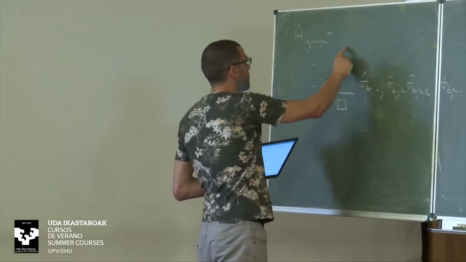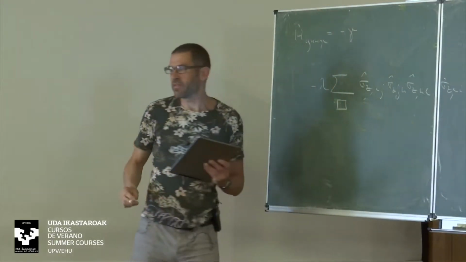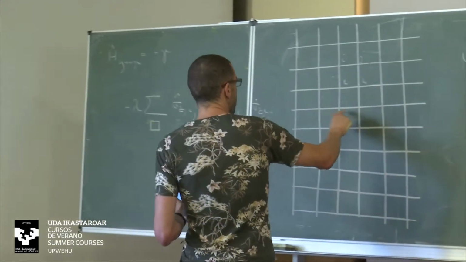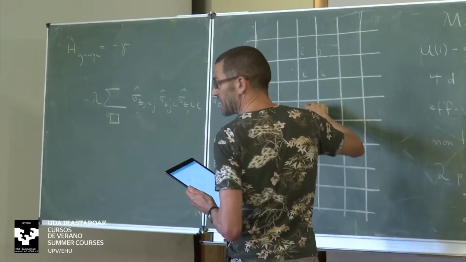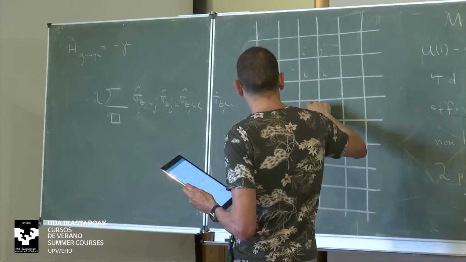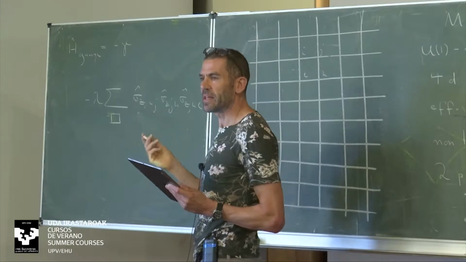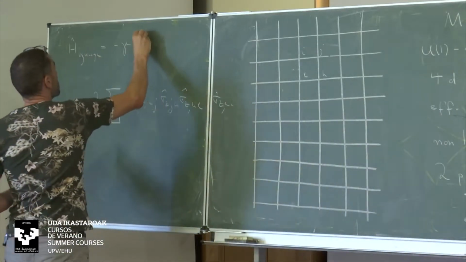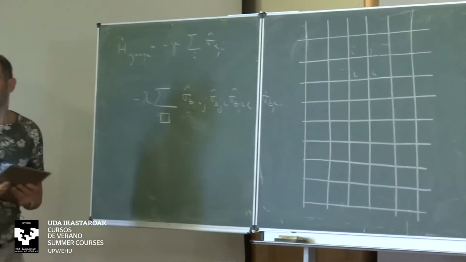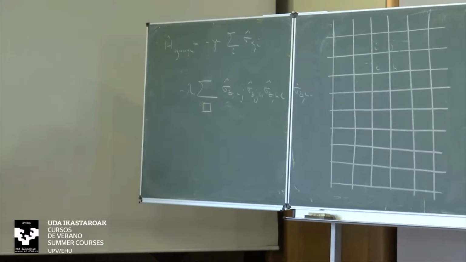There is another term which we add with a different coupling constant, and that one is defined just on the links. On the links, we take the sum of all link sigma x operators. So it's a bit like transverse field Ising, sigma x i. And that is the Hamiltonian. That is the Ising gauge Hamiltonian.